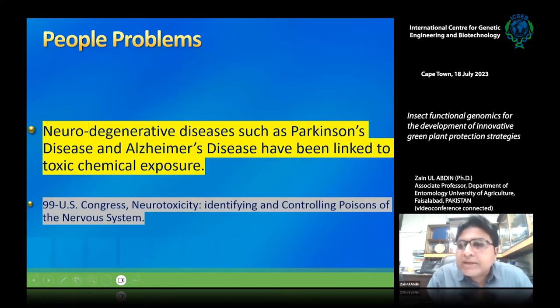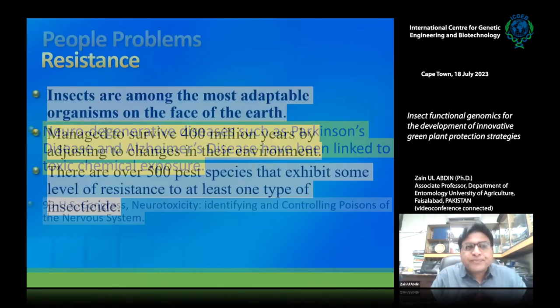Neurodegenerative diseases, such as Parkinson's disease and Alzheimer's disease, have been linked to toxic chemical exposure. It has been reported in the literature that exposure to these toxic chemicals disturbs the physiology, biochemistry and behavior of non-target organisms. That's why scientists have been forced to find novel alternatives to these chemicals.